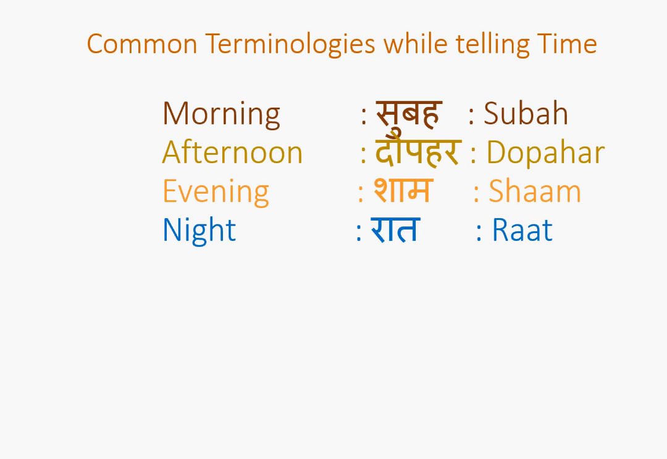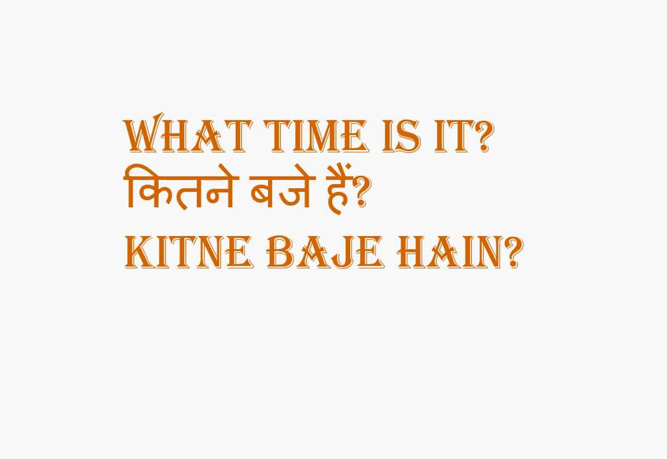So, subah, दोपहर, शाम, रात. सुबह morning, दोपहर afternoon, शाम evening, and रात night. सुबह, दोपहर, शाम, रात. Isn't it? Now, let's go on to practically understanding and talking about time.